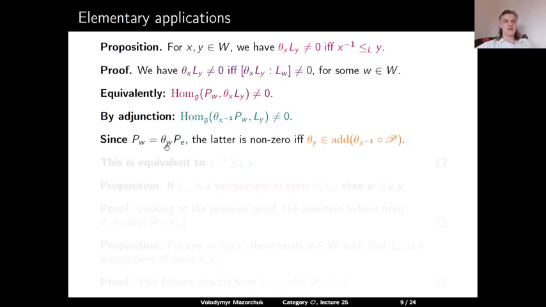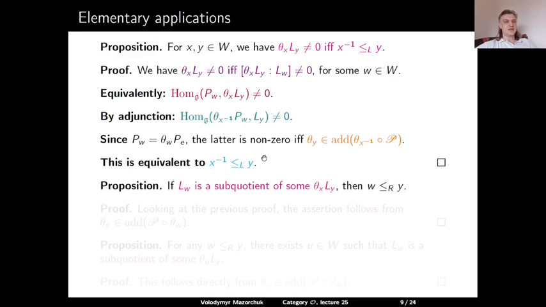Since Pw is theta w applied to Pe, the latter is equivalent to the fact that theta y appears in the additive closure of theta x inverse after something in the category P. And using the previous slide, this is equivalent to the fact that x inverse is left less than or equal to y. The next claim: if Lw is a subquotient of some theta x Ly, then w is right less than or equal to y.